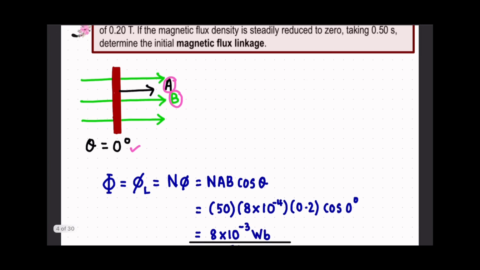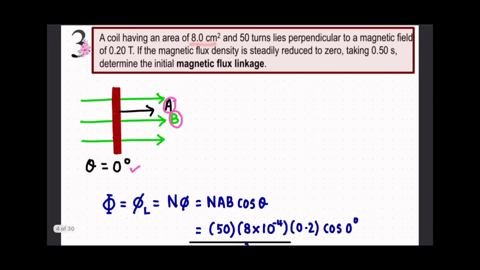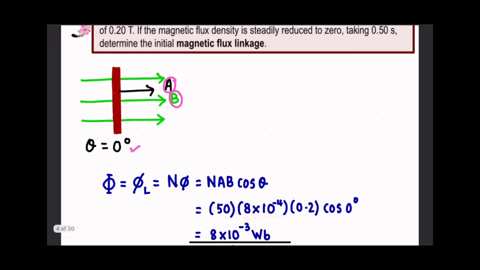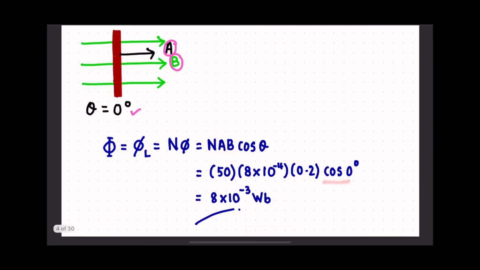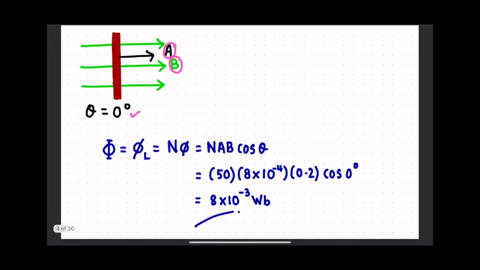Magnetic flux linkage formula is N times flux. So NAB cos theta or NBA cos theta is up to you, as long as you know that it is AB cos theta for flux. N is 50 turns times A. Area here is 8 cm square, and then you have to change into SI unit, meter square. And then times 0.2 for B and cos 0. So we get 8 times 10 to the power of -3 Weber for magnetic flux linkage.